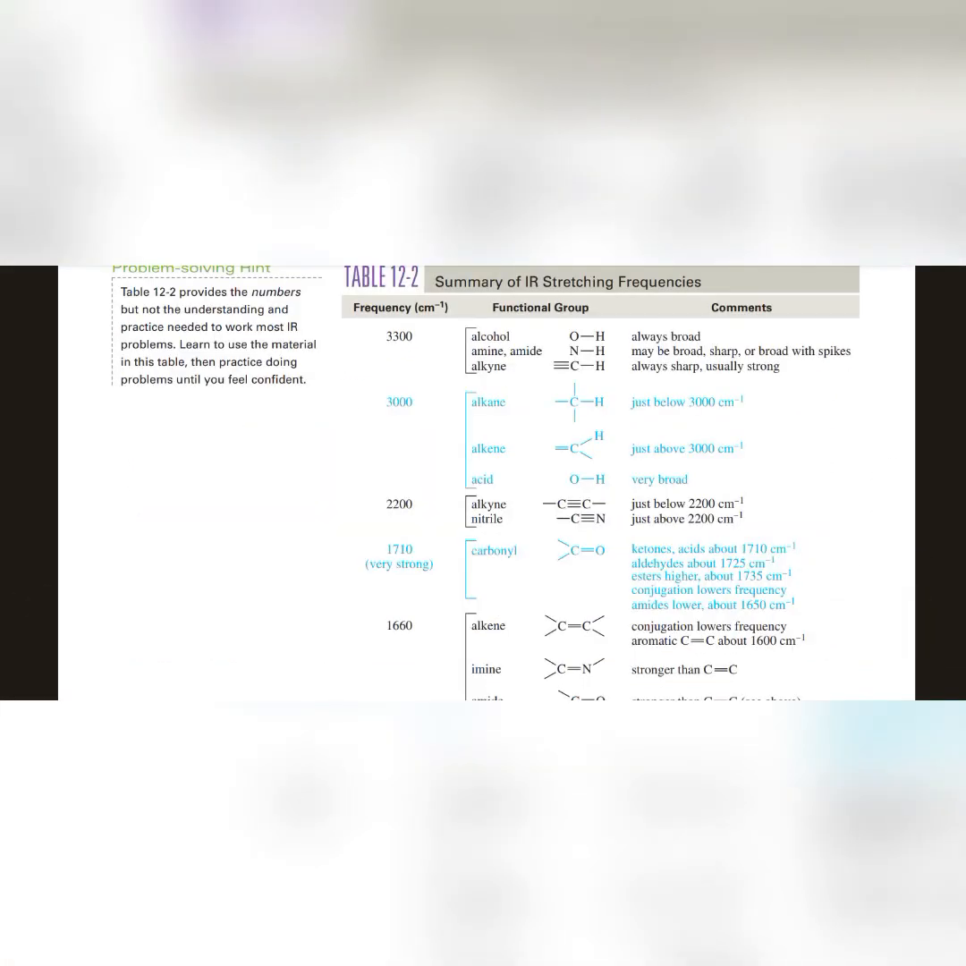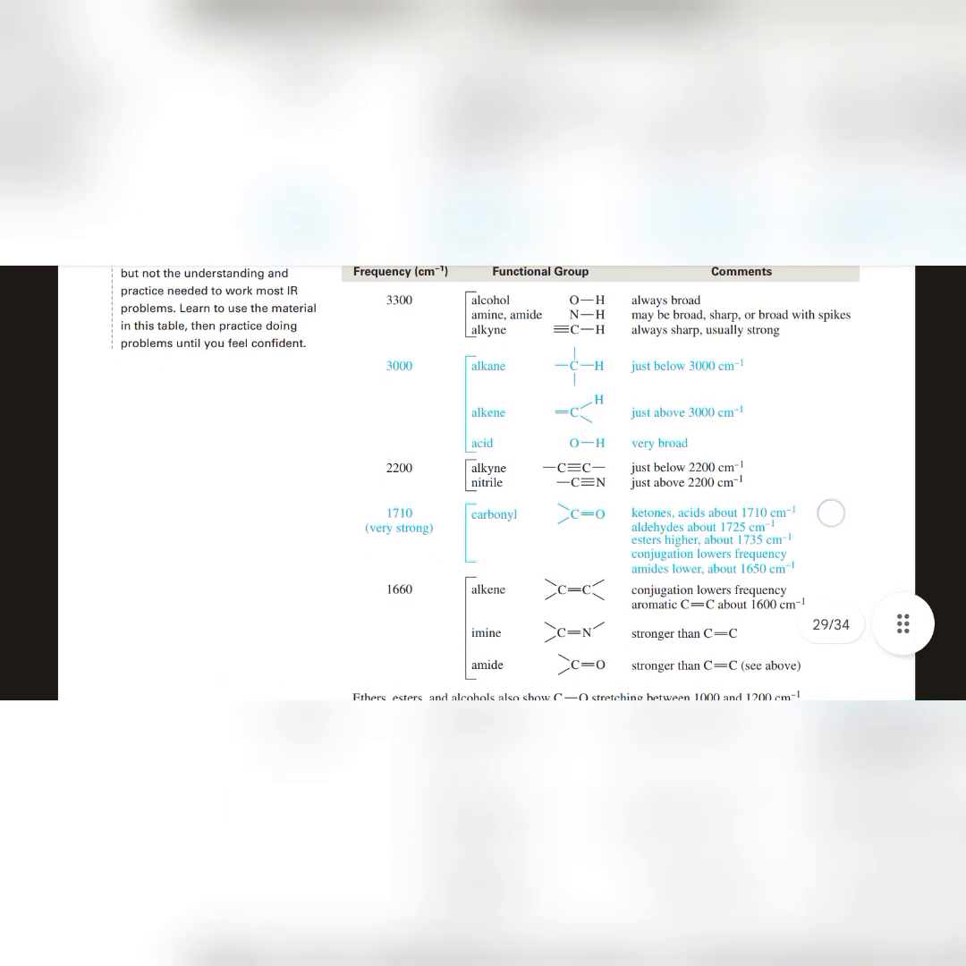Summary of IR stretching frequencies. 3300 for alcohol, amine, amide, alkyne. 3000 for alkane, alkene, acid. 2200 for alkyne, nitrile. 1710 carbonyl. 1660 alkene, imine, amide.